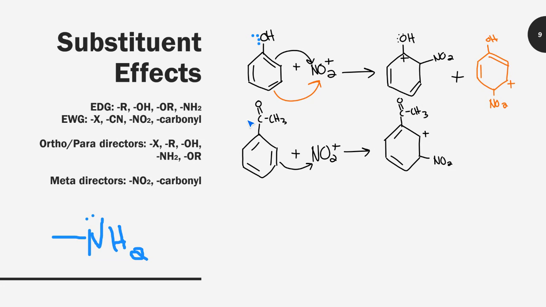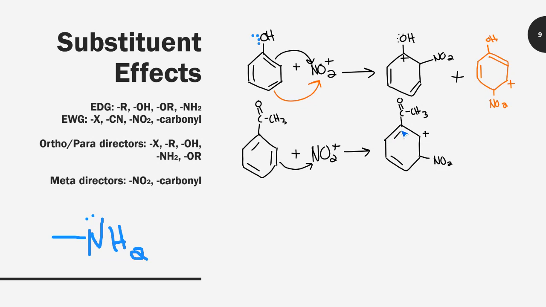And this is a meta director because if I add this nitro group to the meta position, I'll form and break this double bond. I'll form a positive charge on this carbon here, and remember, positive charge skips every other carbon. So I can have the positive charge here, here, or here. This is why it's a meta director: I don't want the positive charge here.